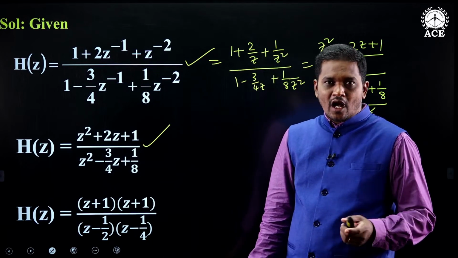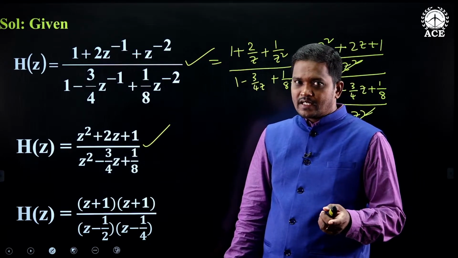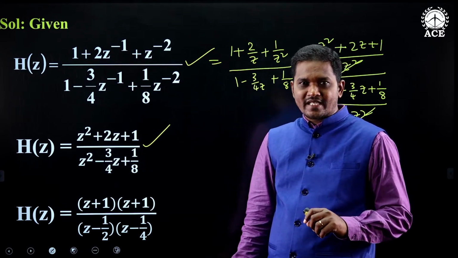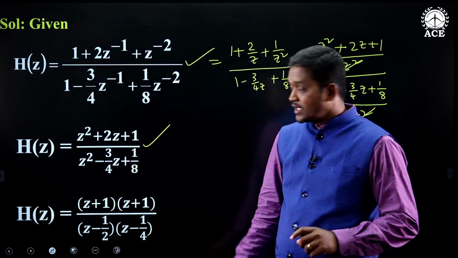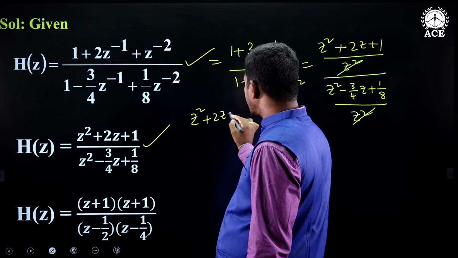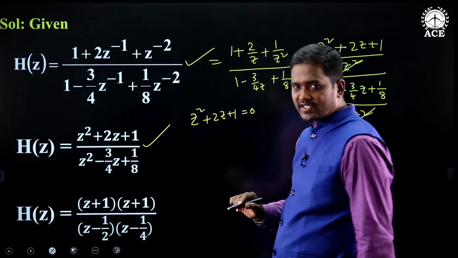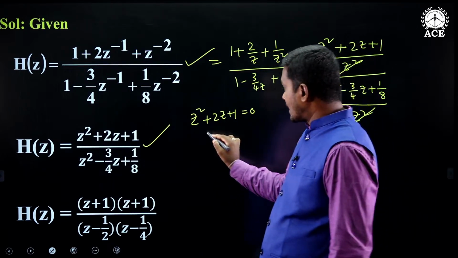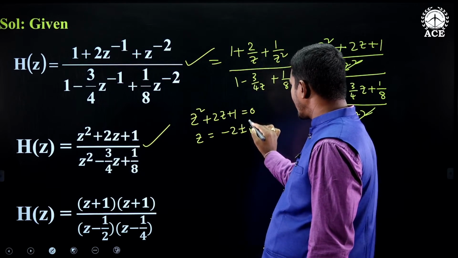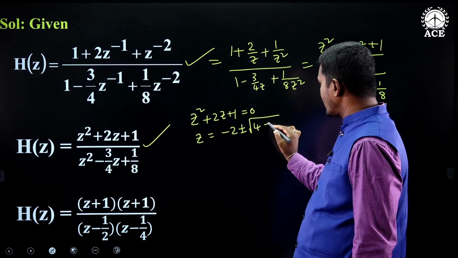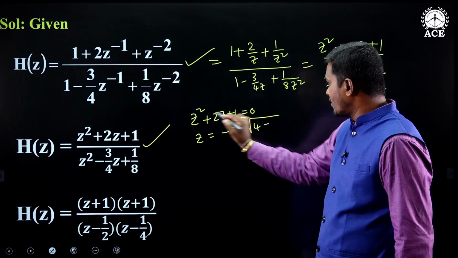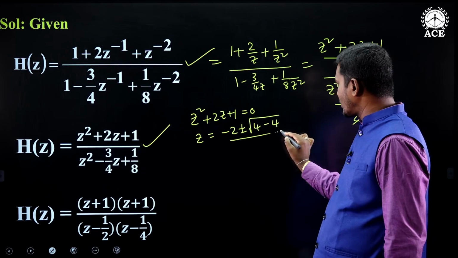How to find the roots? You know, for a second order polynomial, the roots are minus b plus or minus square root of b square minus 4ac by 2a. So, let us take this equation now, z square plus 2z plus 1 equals to 0. Tell me what are the roots of this? z is equals to minus b, minus 2 plus or minus square root of b square minus 4ac, 4 into 1 into 1, divided by 2a.